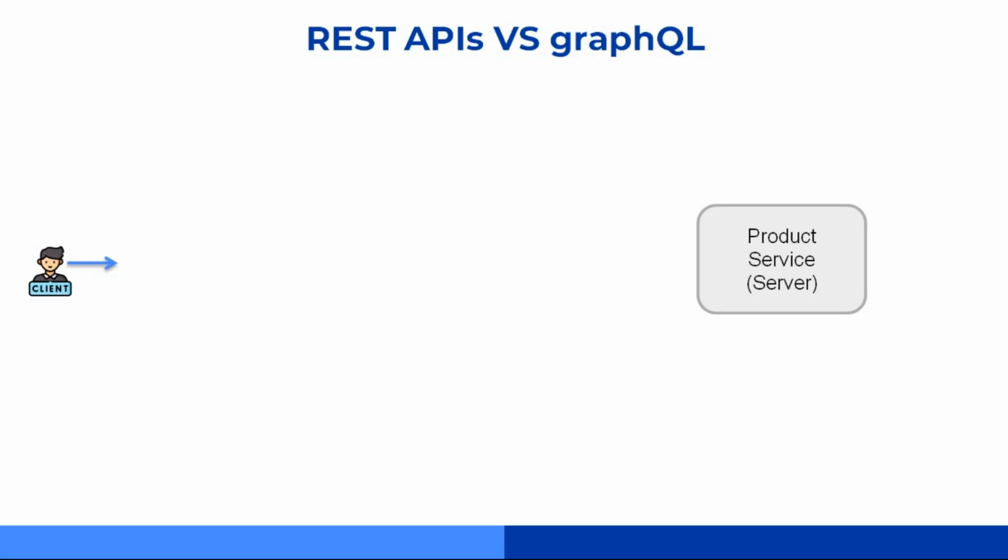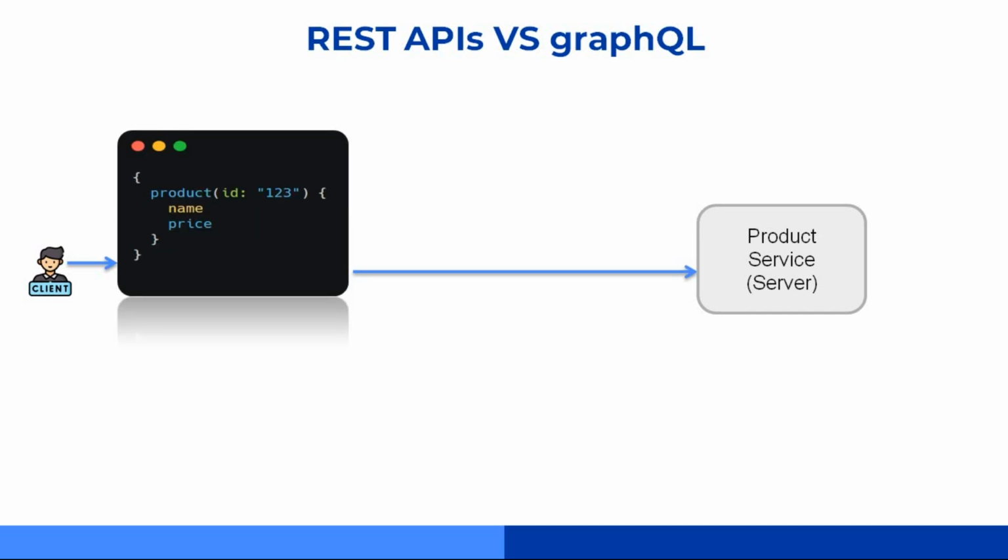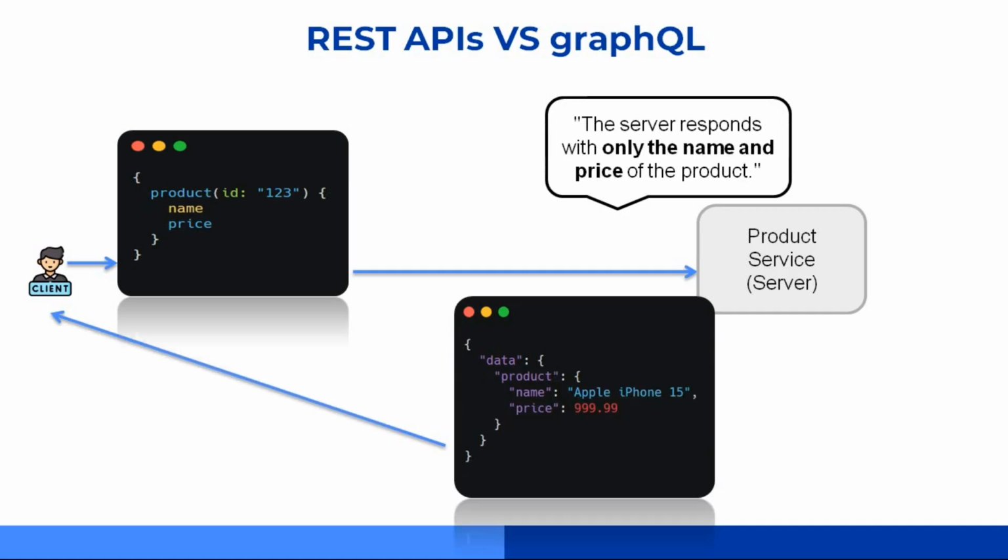Let's take another example. Suppose you're building a product page for your e-commerce app. You want to show details for product ID 123. In GraphQL, we can send a simple query to a single endpoint like this, and the server responds with only the name and price of the product. Notice how clean this is. No extra fields, no unnecessary data. Just the two things the client actually asked for. That's the power of GraphQL.